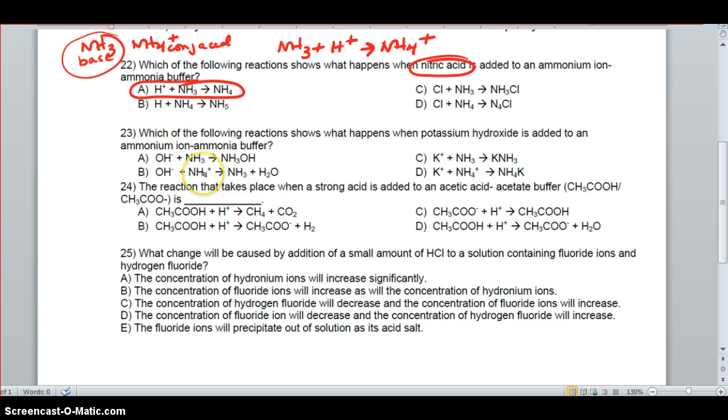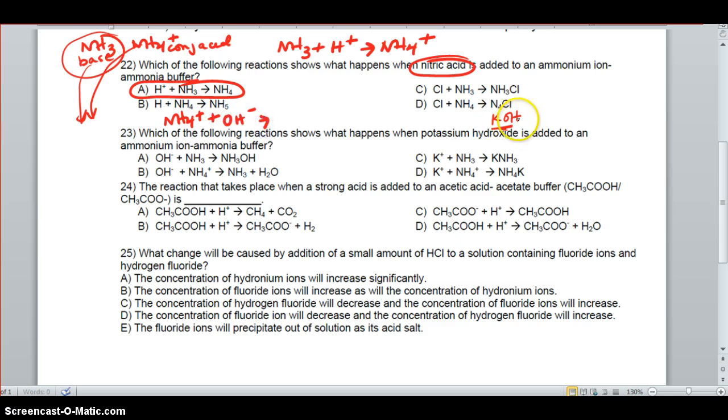Alright, 23. Which of the following reactions happens when potassium hydroxide, so KOH, is added to an ammonium ion ammonia buffer? Alright, so same buffer, so we can carry both of these down. The same buffer, but now your stress is a strong base. You've got both of these guys sitting in the beaker. Who's going to neutralize a strong base? It's going to be your NH4 plus. So then you say, alright, NH4 plus is going to deal with that base stress.